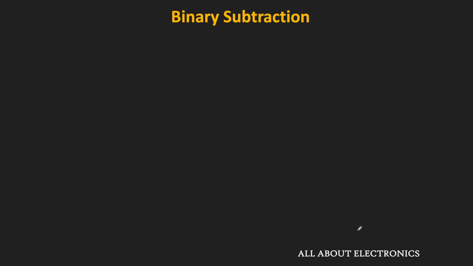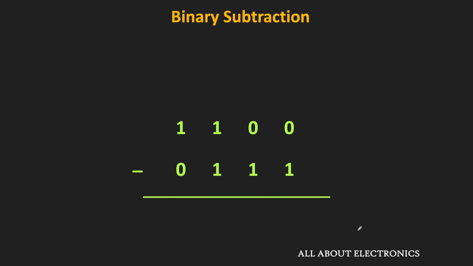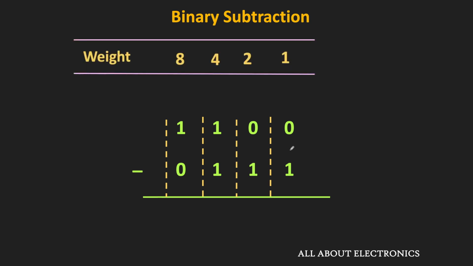So let's say we want to subtract these two numbers. And once again, we will do the column by column subtraction. And once again, we will start from the rightmost column. So as you can see, we cannot subtract 1 from the 0, and therefore we need to take the borrow from the next column. Now if we go to the next column, then once again there is a 0. Therefore, we cannot borrow a 1 from the 2's column. So now we need to go to the next column.